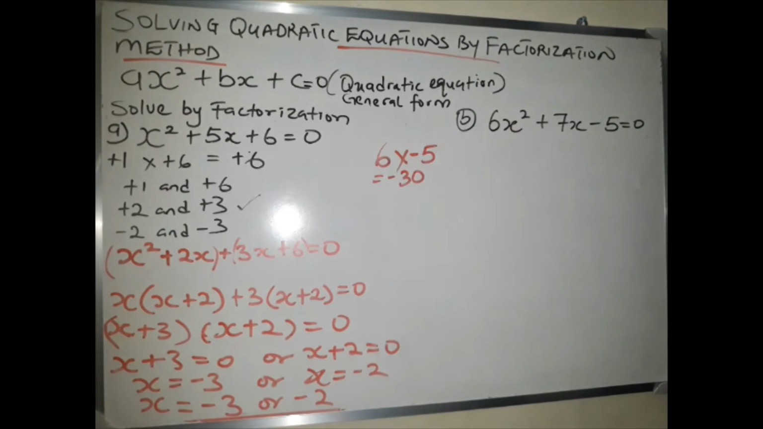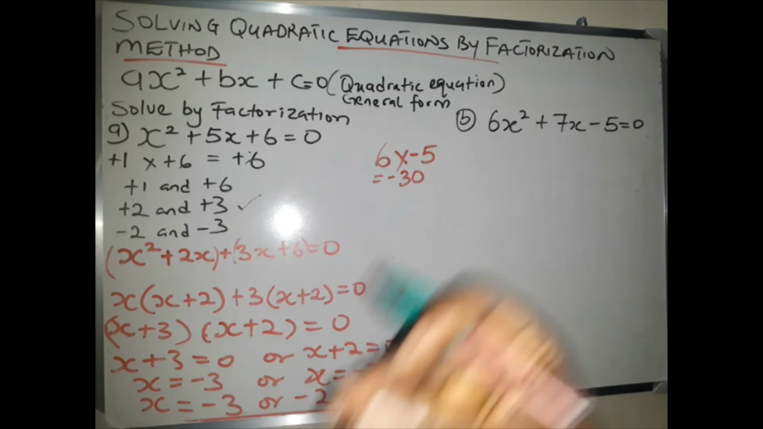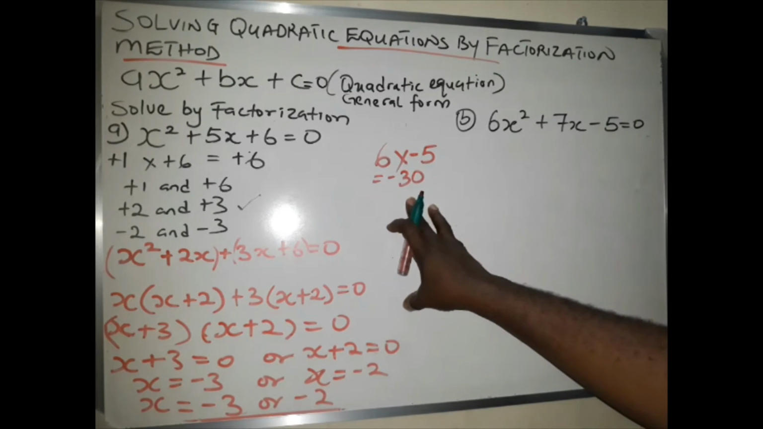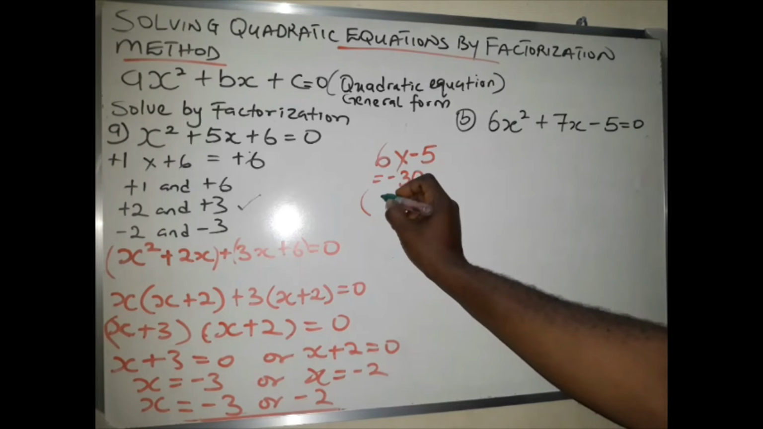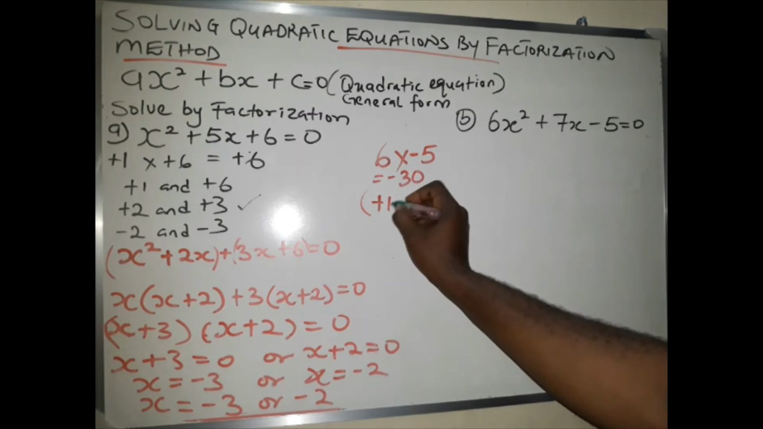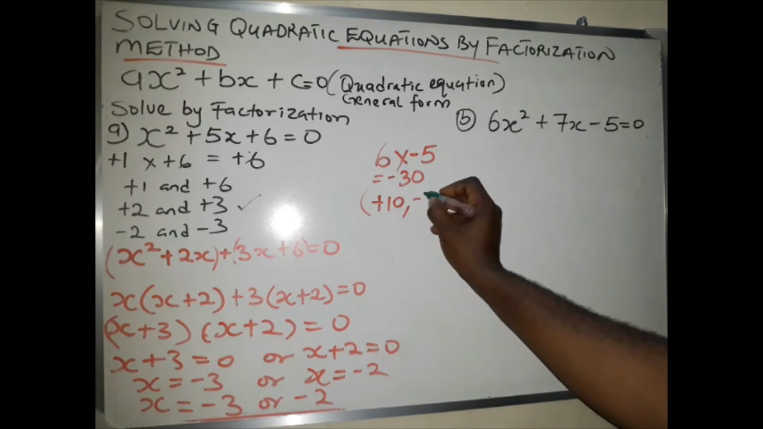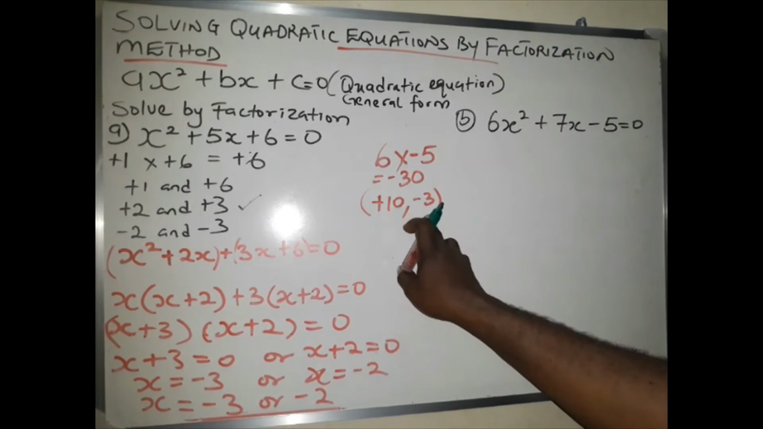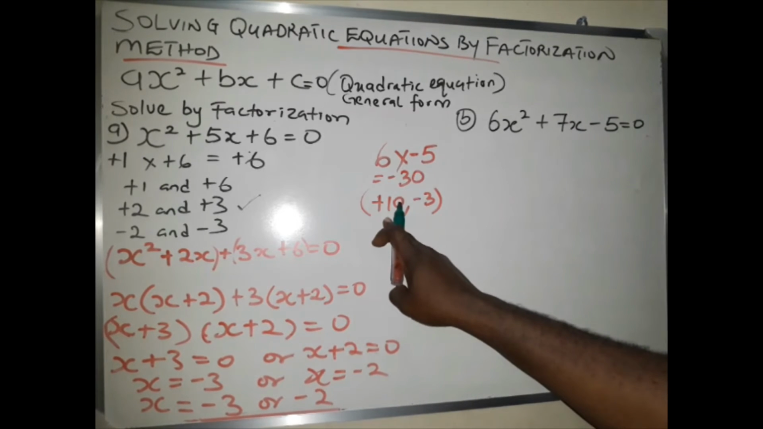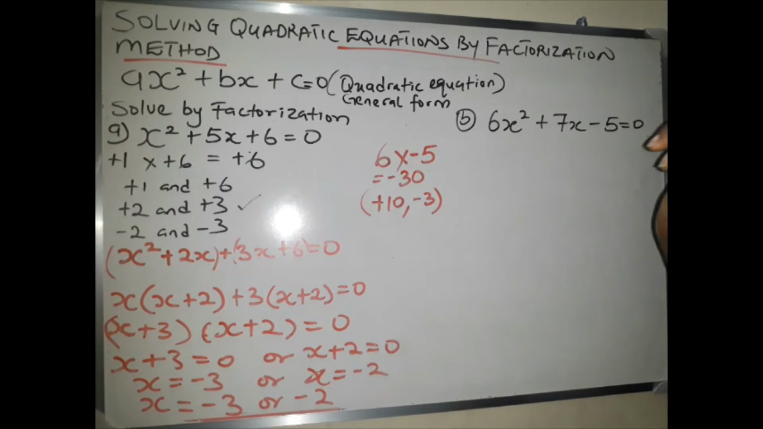Now, for minus 30, we look for two numbers that when we multiply them together give us minus 30, but when we add them together give us plus 7. Once we multiply the coefficient of x squared with the constant, in this case minus 5, we got minus 30. And those two numbers are plus 10 and minus 3. Because if you multiply them together, it gives you minus 30, and when you add them together, it gives you plus 7.